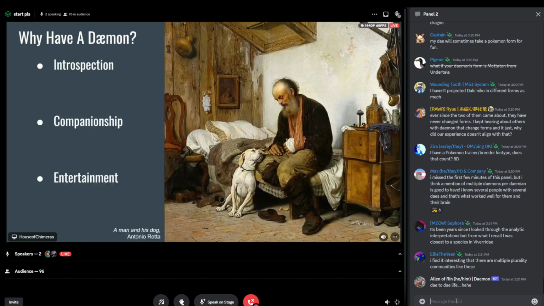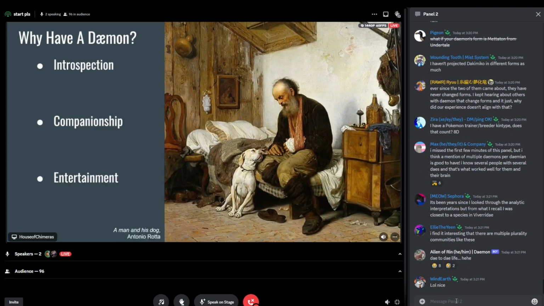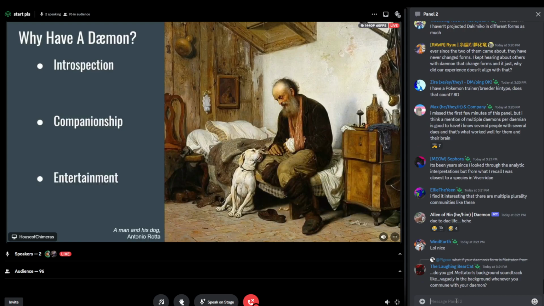With companionship, having a daemon can provide a person with comfort either just by being there, kind of like an invisible stuffed animal, or can be someone to talk to about things, and someone that is aware of what someone is thinking and feeling at any given time. For entertainment, consider this.